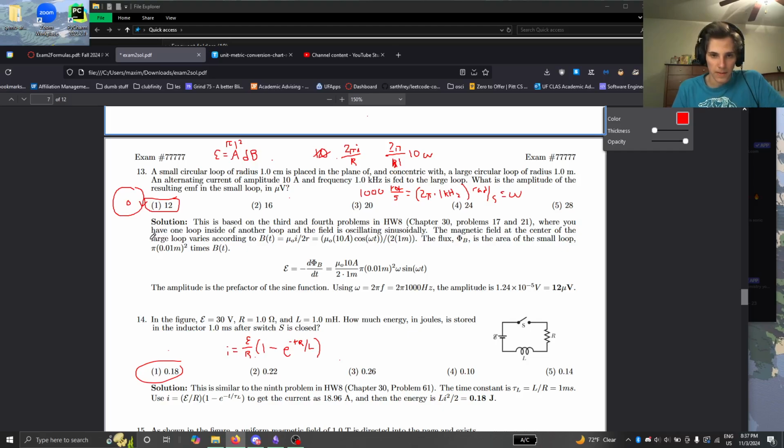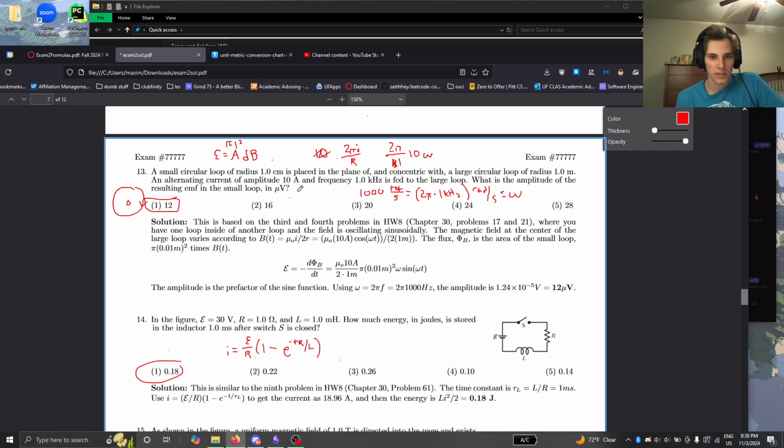Here, this is one loop inside of the other with alternating amps inside the outer loop. This is an EMF problem. We basically solve for EMF where the area of the inner loop is held constant, but there's an alternating magnetic field.